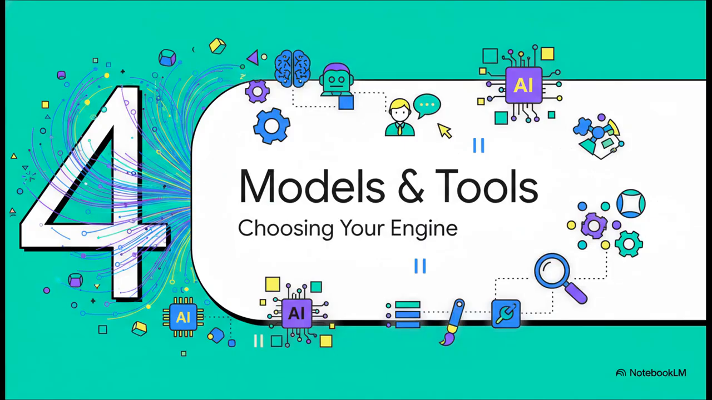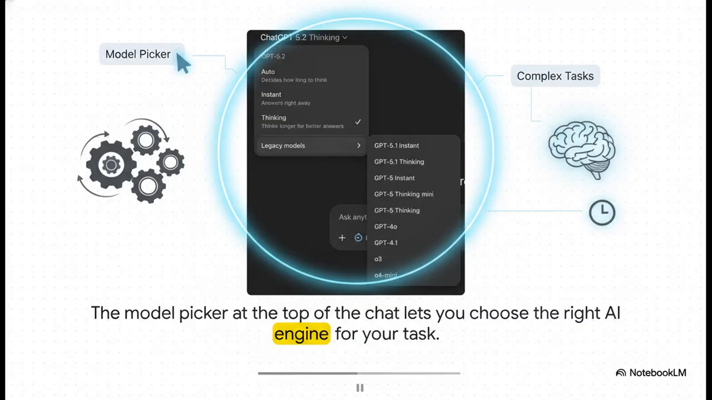All right, on to our final layer of personalization, choosing the right AI engine and tools for each job, because you definitely don't need to use the same setup for every single thing you do. At the top of every new chat, you'll see this model picker. The best way to think of it is like shifting gears. Need a quick definition? Use Instant. It's super fast. But if you're writing a detailed business plan, you'll want to switch to Thinking. It takes a little more time, but the quality is just on another level. And if you're not sure, just leave it on auto and let ChatGPT decide for you.